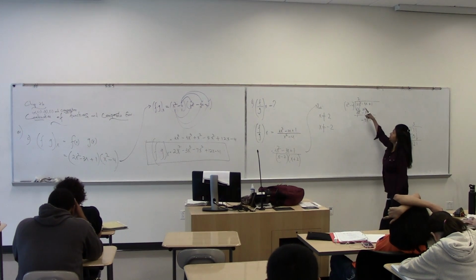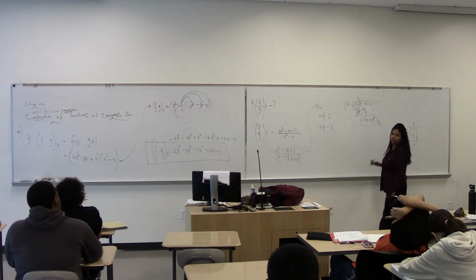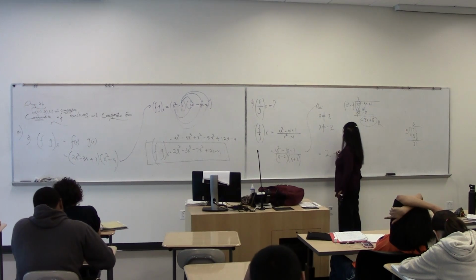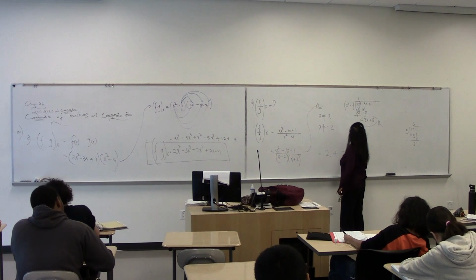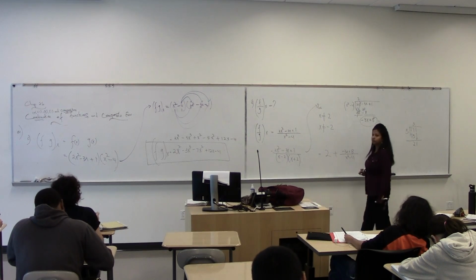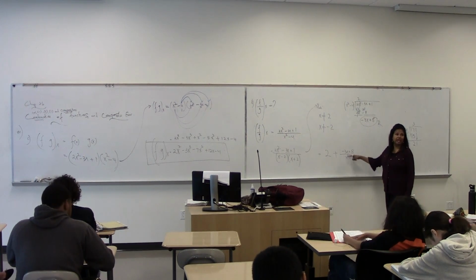Just 2 only. 2 is the quotient and this is the remainder. That's all. We stop here. So the final answer to this, you write 2 plus negative 3x plus 8, over x squared minus 4. That's it. Okay? This is the remainder.